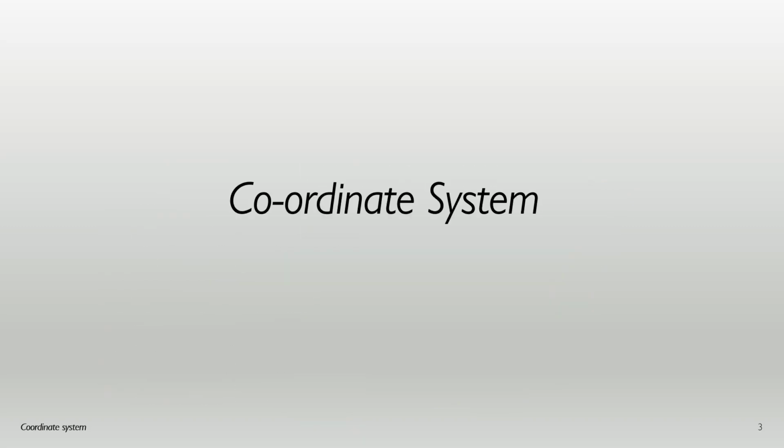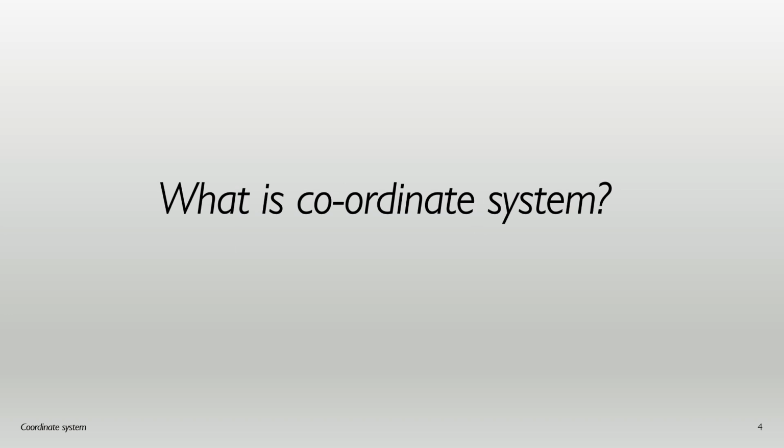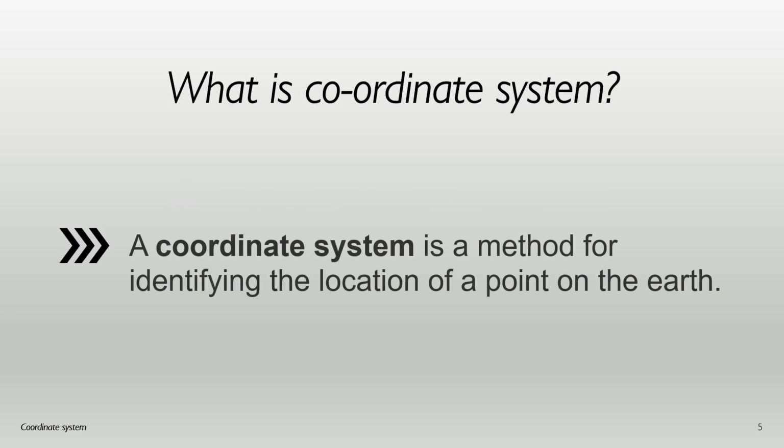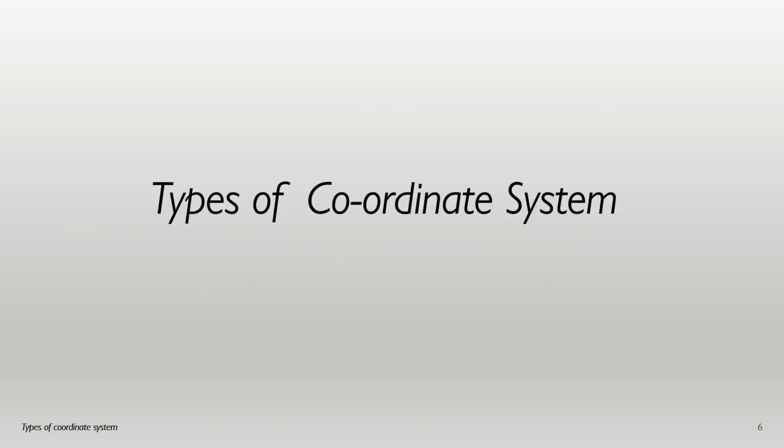In this presentation, we will discuss coordinate systems. To go ahead, at first we have a question: what is a coordinate system? A coordinate system is a method for identifying the location of a point on the Earth. We already know what a coordinate system is.